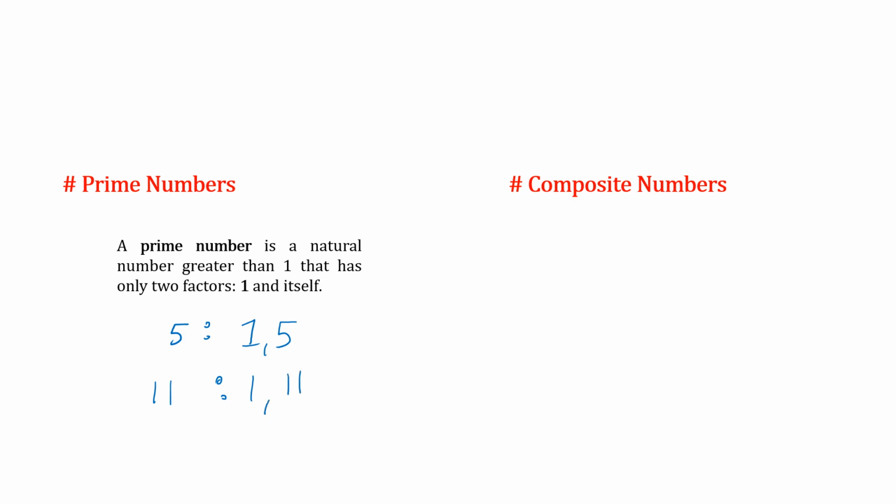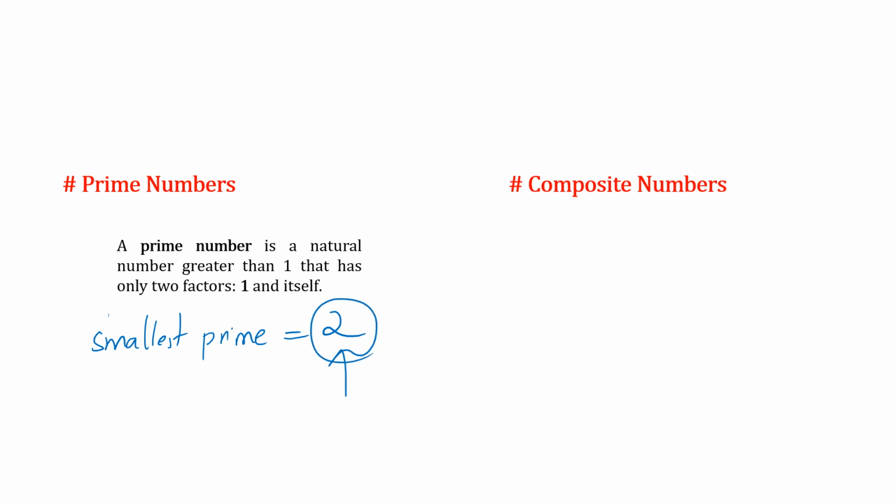What is the smallest prime number? The smallest prime number would be 2, right? Because the only factors of 2 are 1 and 2 itself. Now, is 1 a prime number? No, it's not, because a prime number and a composite number both are greater than 1. That's pretty important. So 1 is neither prime nor composite. Okay, and 2 happens to be the only even prime number.